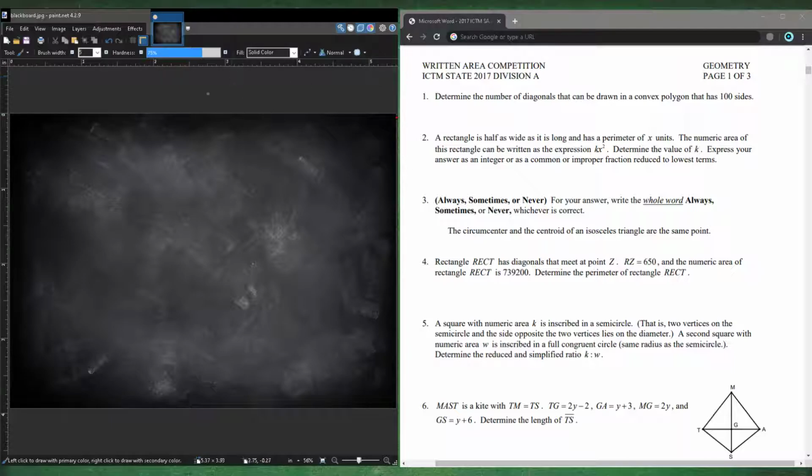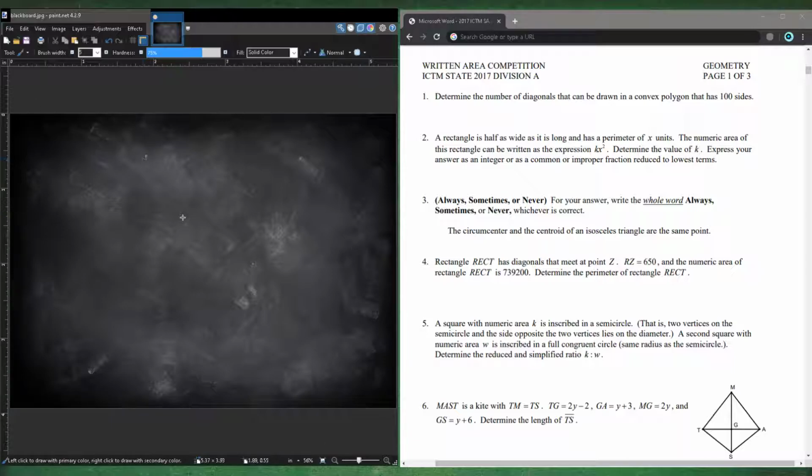Okay, so let's begin. Number 1, determine the number of diagonals that can be drawn in a convex polygon that has 100 sides. So to find that, you could just use the formula, which is n times n minus 3 divided by 2. So n is equal to 100 because n is your number of side lengths. So plugging it in, 100 times 97 divided by 2, you should get 4850. And that should be the answer for number 1. It's basically just that simple. There's just some formulas you need to know. Right, so that's the formula for the number of diagonals.